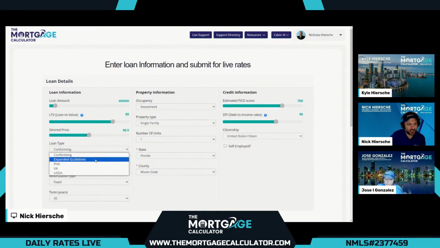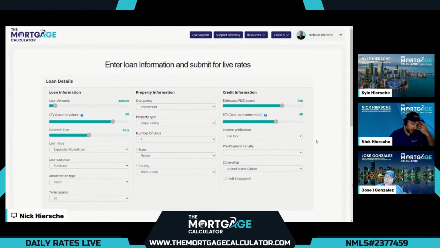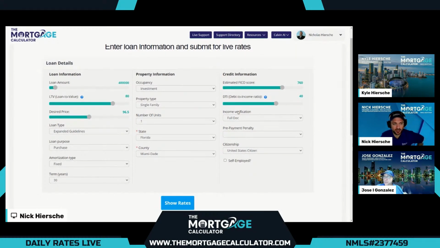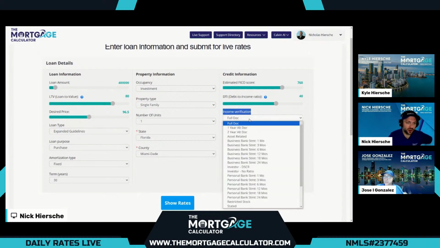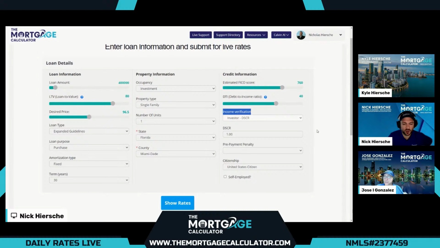And this time we'll select expanded guidelines, also known as non-QM. So the first thing we need to select here is our income type. The most popular income type for an investment property under non-QM is the DSCR option. That's our most popular loan as well. That's because it doesn't require any income or employment info from our borrower.